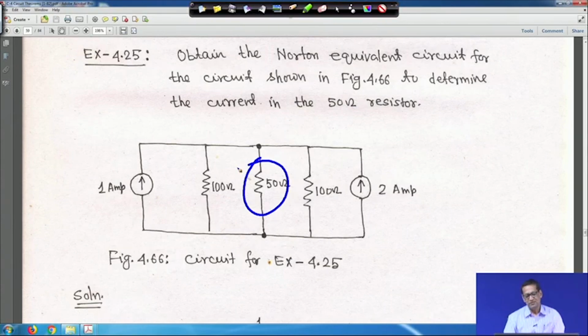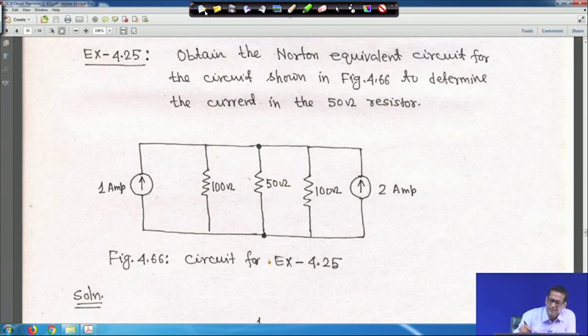You have to find out the short circuit current, Rn and IN. IN is equal to ISC, that short circuit current. So, first you have to find out Rn and ISC or IN. After that, with that Rn, the ISC current source, Rn and this 50 ohm will all be in parallel basically. So, let me clear it. Let us move to this.